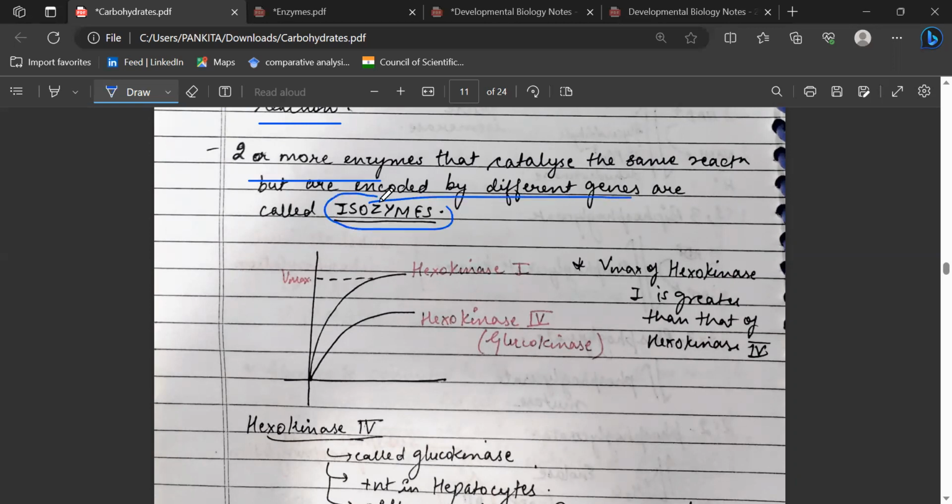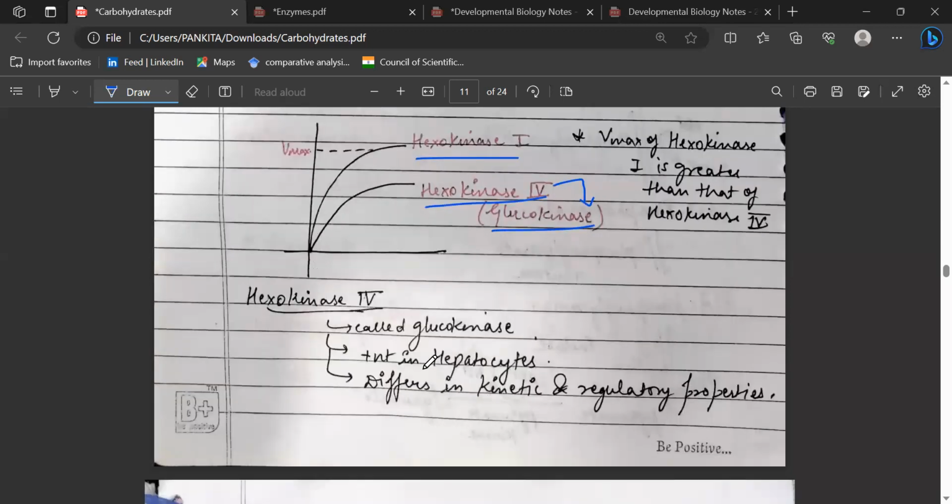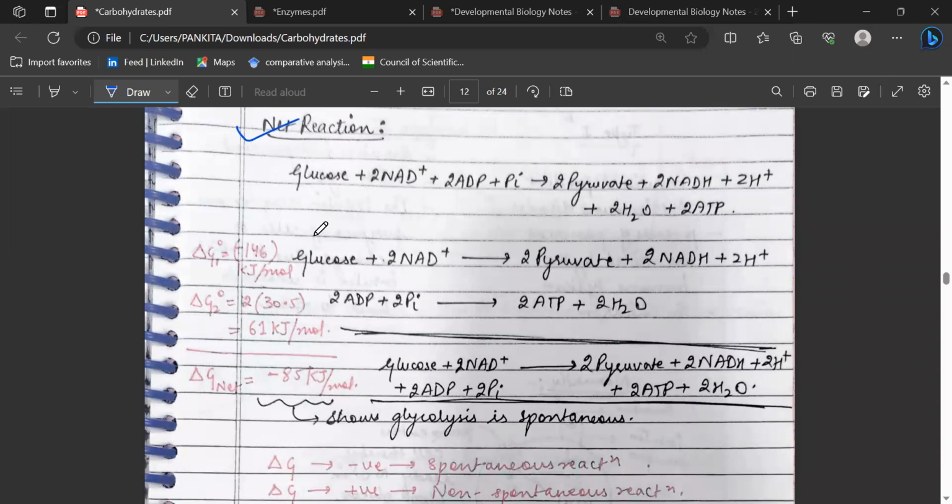We call them isoenzymes. This is the enzyme activity graph for hexokinase. We can observe the Vmax of hexokinase 1 is greater than the Vmax of hexokinase 4. Hexokinase 4 is also called glucokinase, and it's present in hepatocytes, and so its kinetic and regulatory properties are different. This is the net reaction of glycolysis. We have the substrates over here: glucose and 2 NAD plus molecules, ADP and inorganic phosphate.